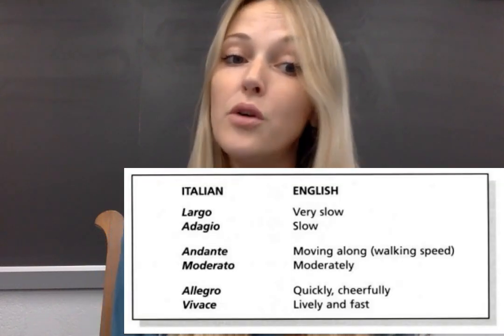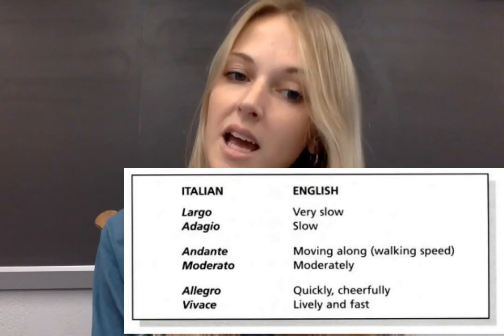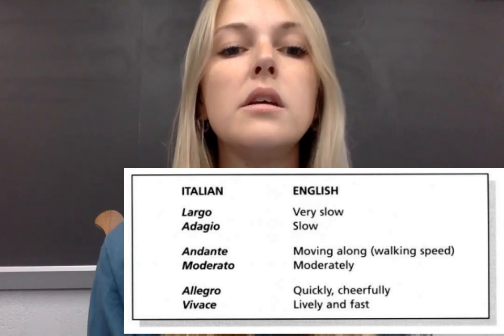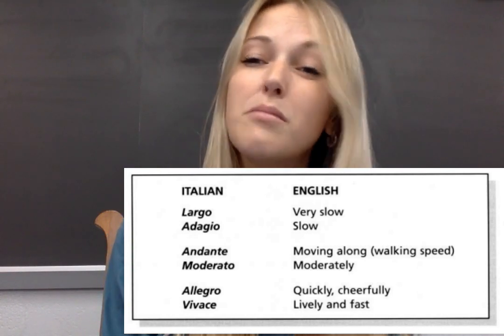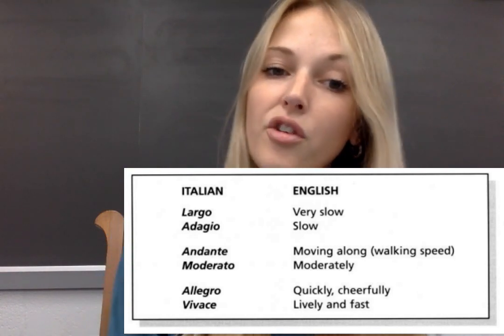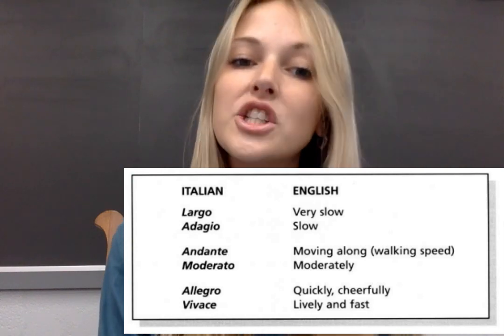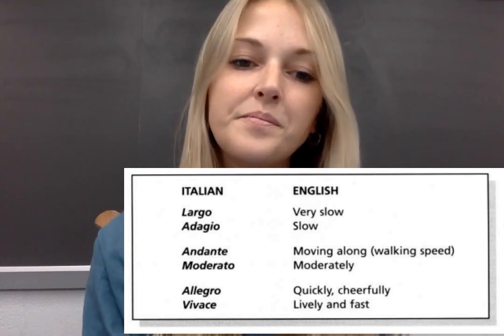So largo is very slow. Andante is moving along walking speed. Moderato is moderately. Allegro is quickly. And vivace is lively and fast.